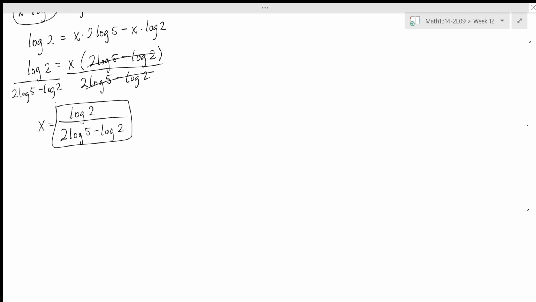And I've seen people do this before. They'll go, oh, everybody has a log, and they cancel all the logs. And they're left with 2 over 2, 25 minus 2. And that's way illegal. Way illegal.